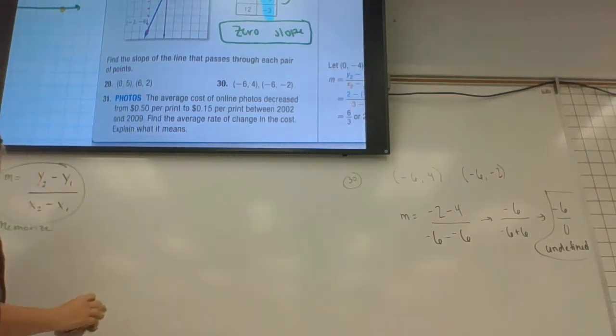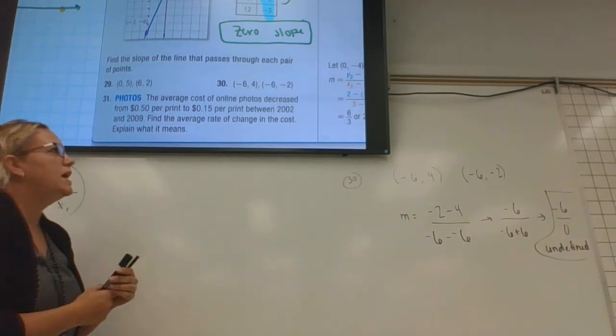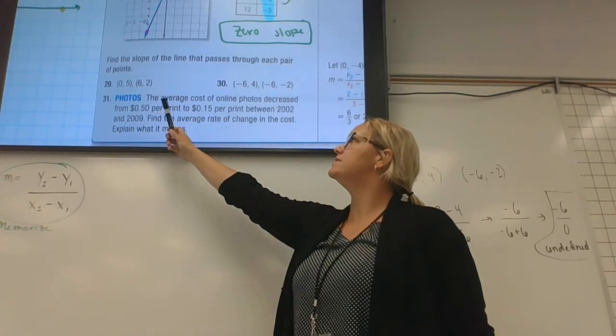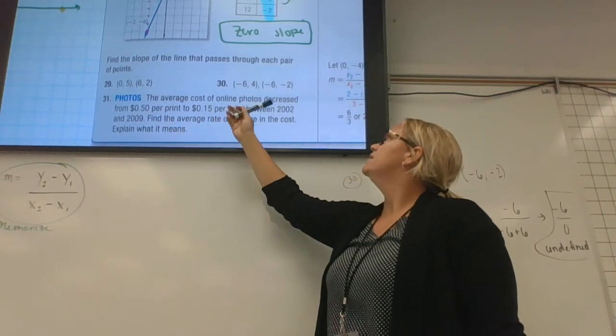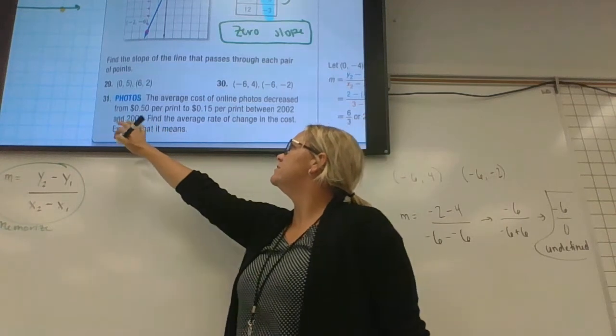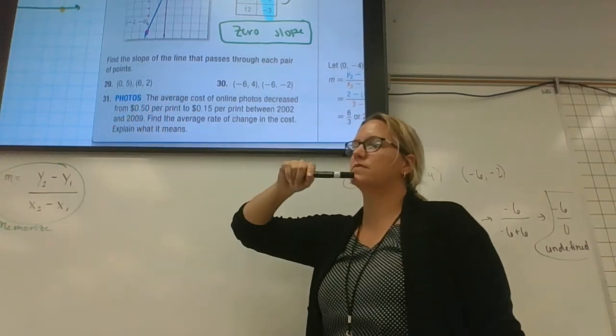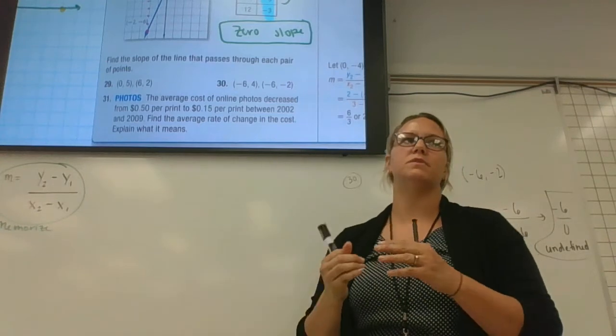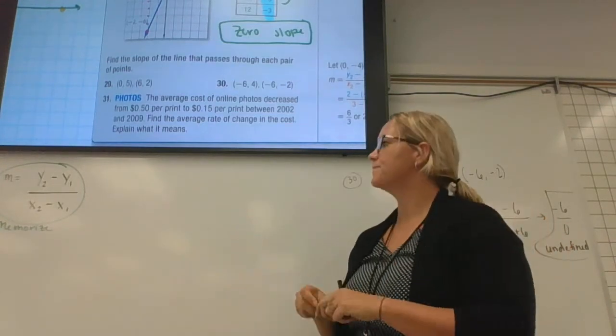Alright. Another word problem. This one's about photos. So this really happened. The price to print photos decreased a lot. The average cost to print pictures decreased from 50 cents to 15 cents between the years of 2002 and 2009. So find the rate of change and then explain what it means. That means we want a full sentence answer.